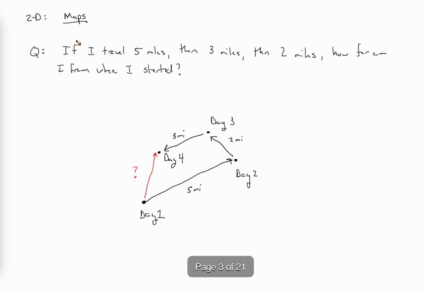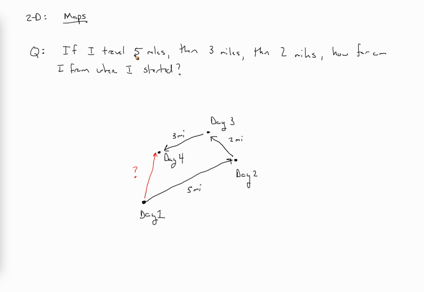Well, let's look at what happens when we're talking about motion on, say, the surface of the Earth. Imagine that we're looking down at a map, and I ask you, if I travel 5 miles, then 3 miles, then 2 miles, how far am I from where I started? Now, this is even a worse question than what I asked on the previous slide.